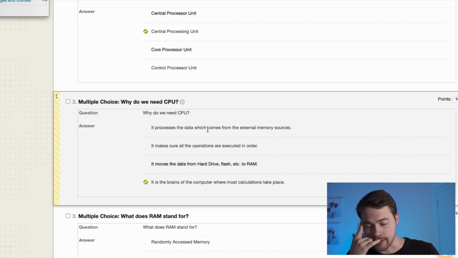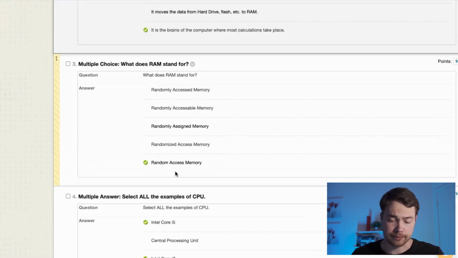So process the data. It does not process any data. It makes sure all the operations are executed in order. No, it's not true. That's not why we need a CPU. It moves data from the hard drive to the flash. That's also not really why we need a CPU. So the brain of the computer where all the calculation takes place, that's the most relevant answer.